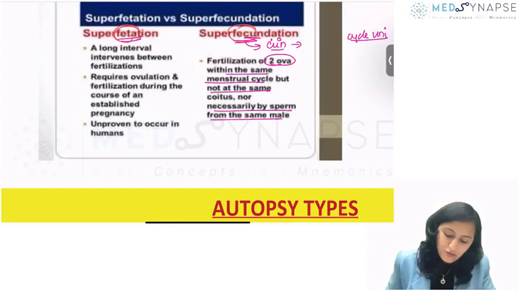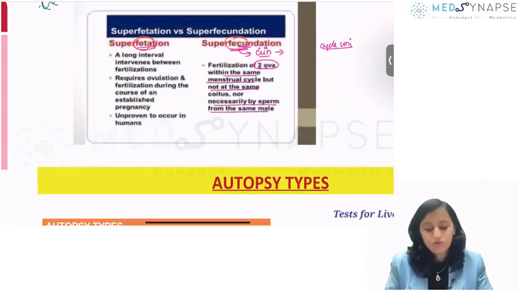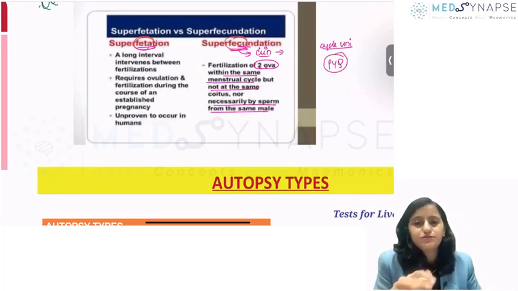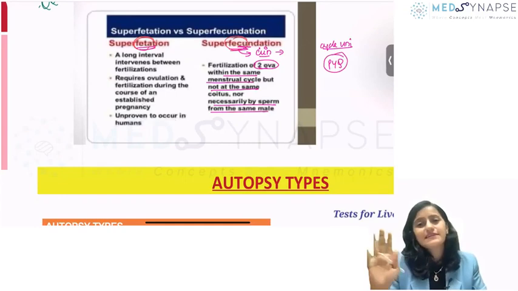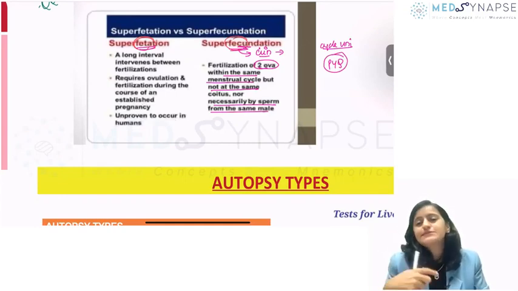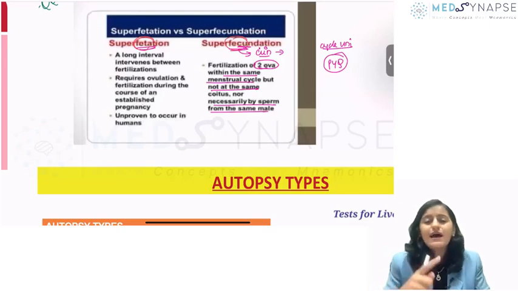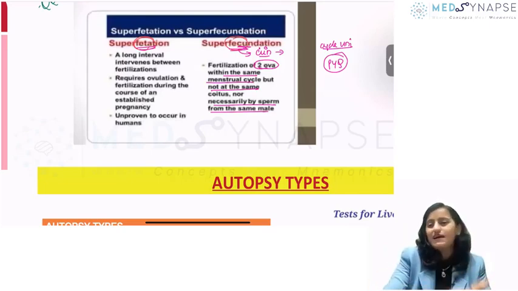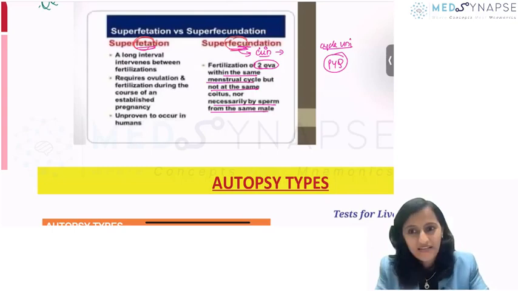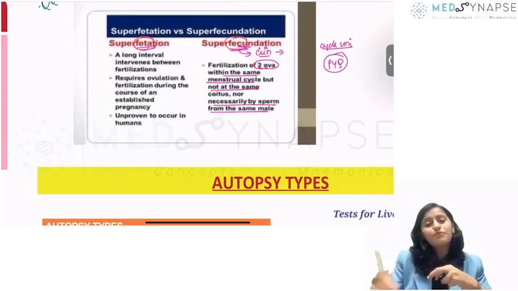So I'll tell you the question which has been asked previously, how the question was framed. A female gave birth to two kids, but the father said no, these children are not mine. So the paternity test was done. Out of that, one belonged to that father and one did not belong to that father, right? So both are born at the same time.